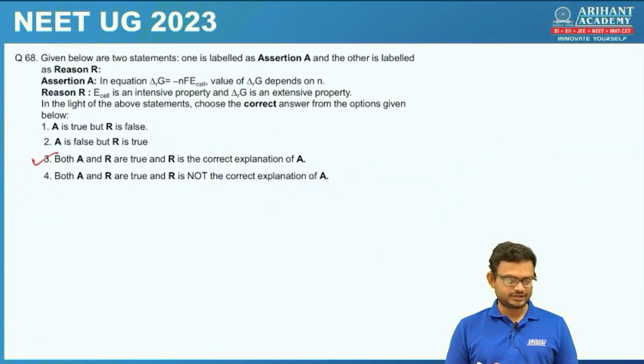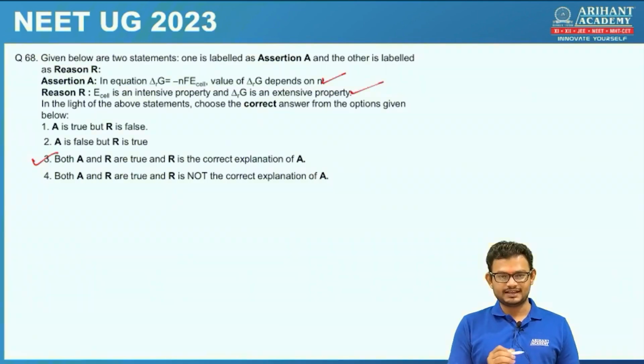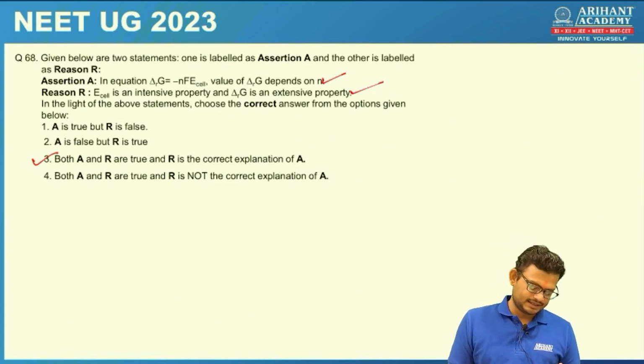Again a theoretical question. They say the equation delta G is minus nF E cell, and the value of delta G depends on n. Definitely that's a correct statement. The assertion is correct. E cell is an intensive property, again a correct thing, and delta G is an extensive property. This is also a correct statement. So both the statements are correct. The assertion as well as the reason are correct, and the reason is the correct explanation for the assertion. So the correct option would be the third one.